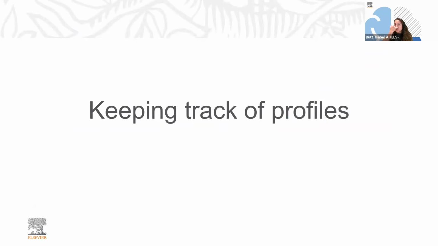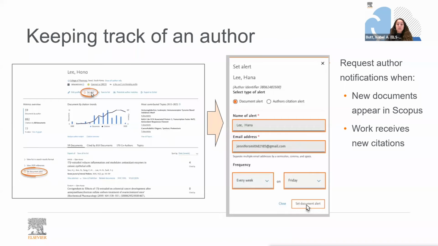Now, I want to talk to you about keeping track of profiles. This can be pretty useful to do. Logged in users can set alerts. The way you do this is you go to an author profile and you can click set alert. Then you can get a notification via email when new documents appear by this author in Scopus, or an author gets a citation. So these can be really useful to keep track of authors.